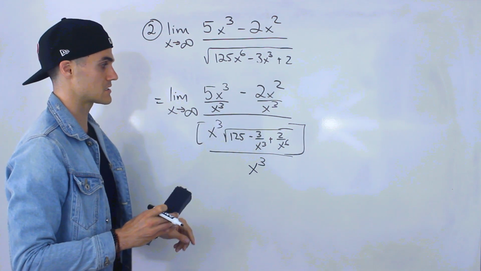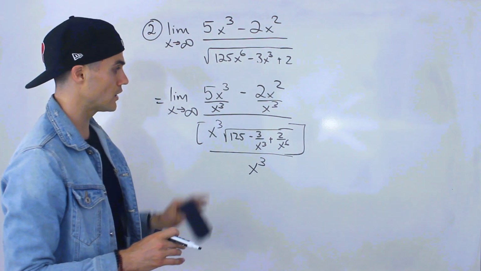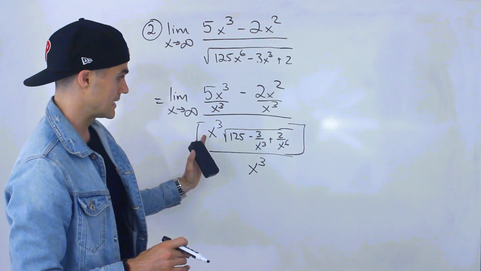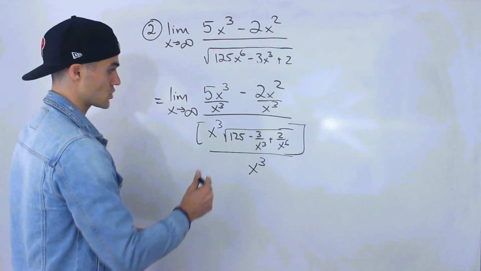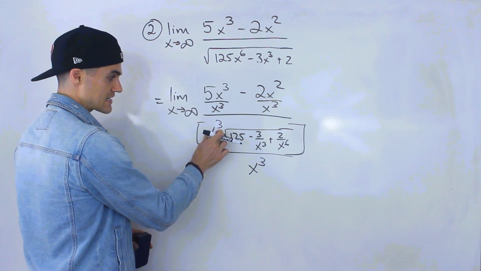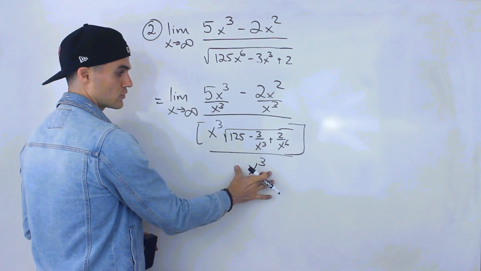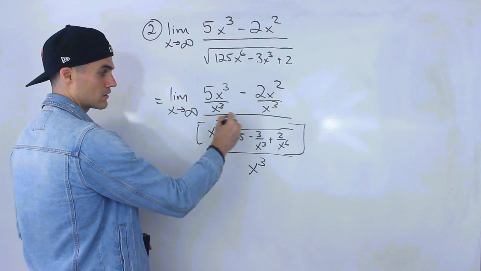Divide everything by x to the power of 3. And then another thing I want to mention is how this here is one expression. So we're not going to be taking this x to the 3 divided by x to the 3 and this square root divided by x to the 3. We divide the whole thing.